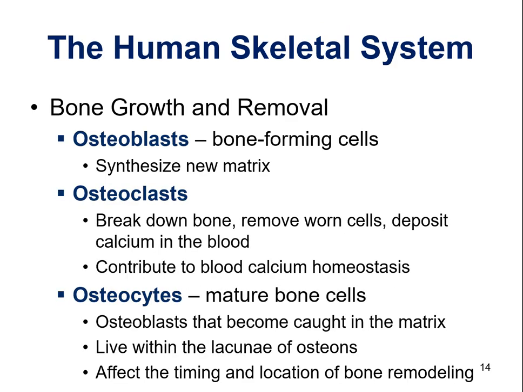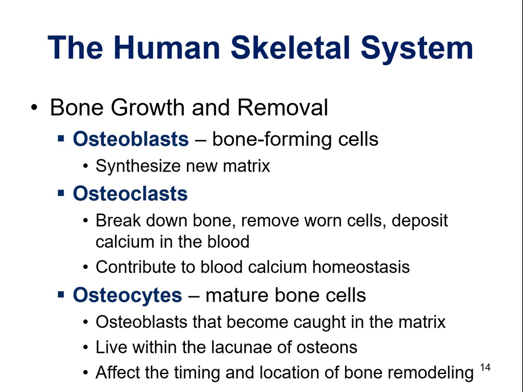So I do want you to know some of these different types of bone cells that exist, okay? So I mentioned osteoblasts, which are bone-forming cells, okay? These are cells that are going to synthesize new matrix. Think about these as the stem cells of the bone, okay? So they're forming new bone cells.